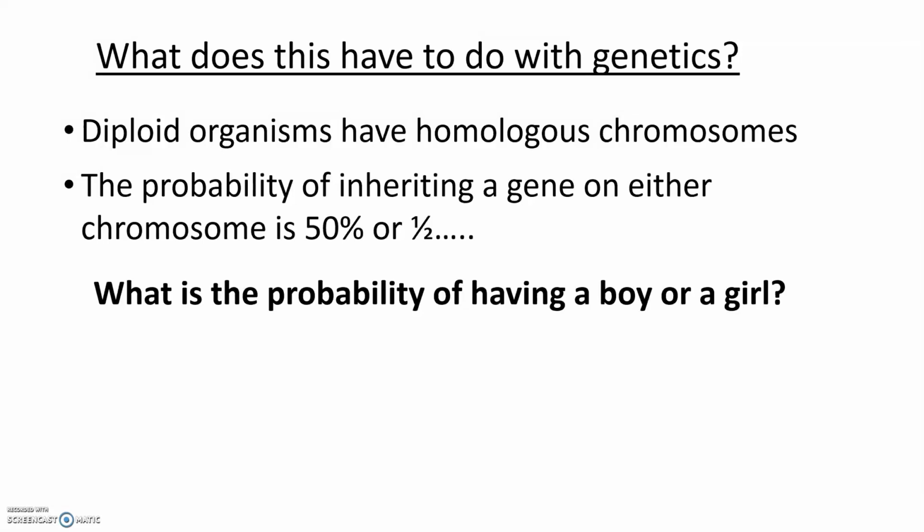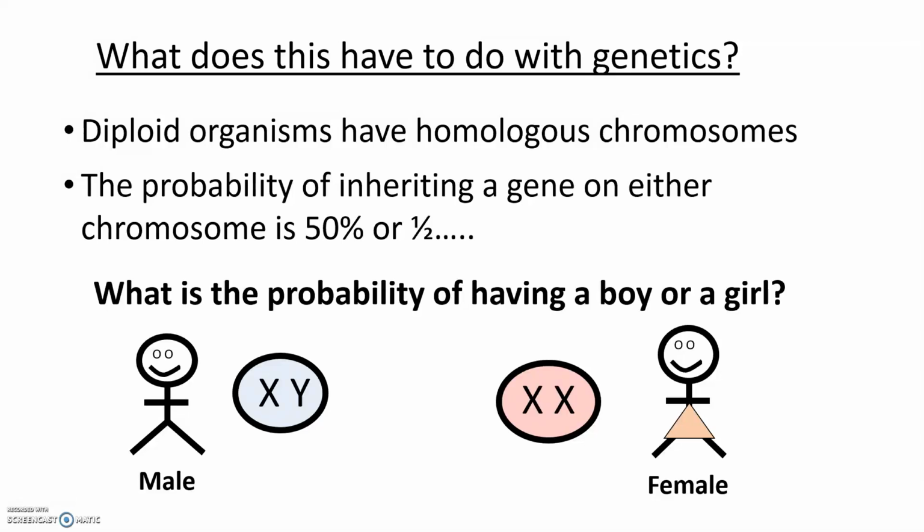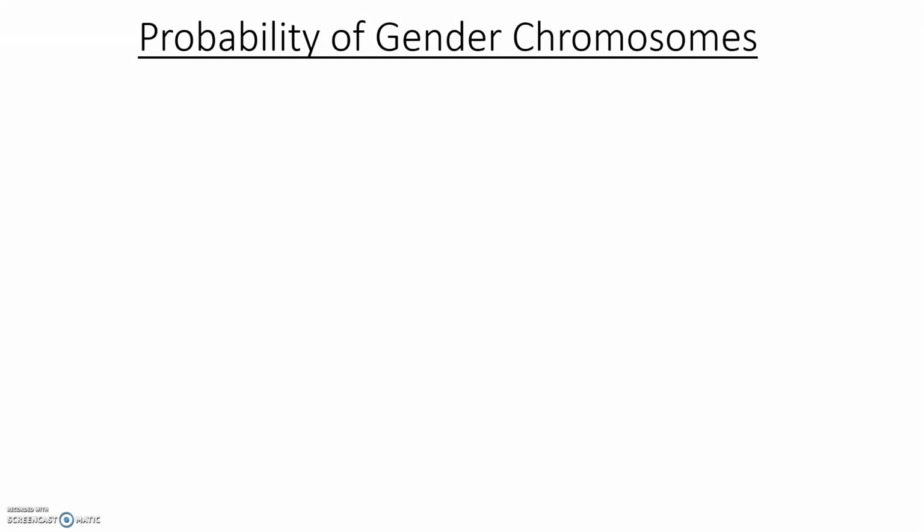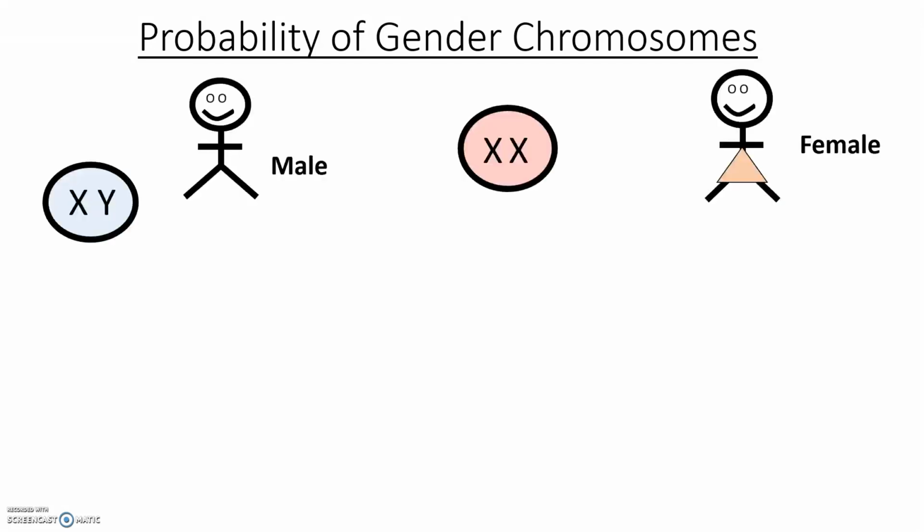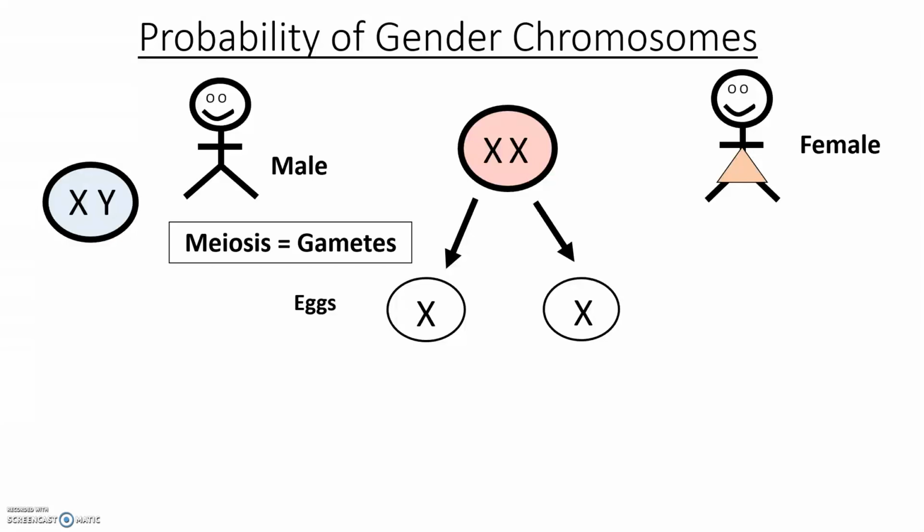What is the probability of having a boy or a girl? And if we take a look at this process, remember, we are diploid, so we've got 2 chromosomes. And in this case, the chromosomes that determine gender are the X and the Y chromosome. If you're a male, you have an X and a Y chromosome. If you're a female, you have these two X chromosomes. So let's take a look in this process and use our Punnett square to illustrate what's the probability of having a boy or a girl.